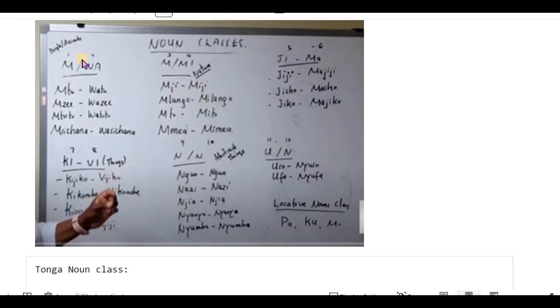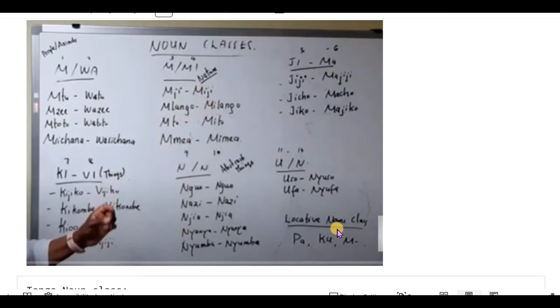Here I can see that she wrote 1 and 2, 3 and 4, 5, 6, 7, 8, 9, 10, 11, 12, and then she has the locative noun classes. Locative has to do with location, pa, ku, and m. So let's watch this video, and then you'll have a better understanding of the noun class systems that can occur within Bantu languages.